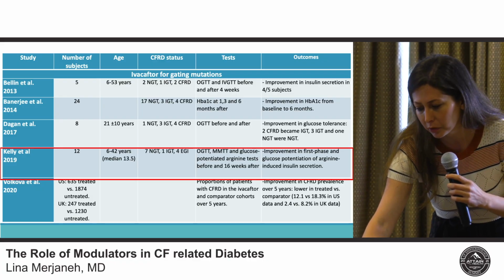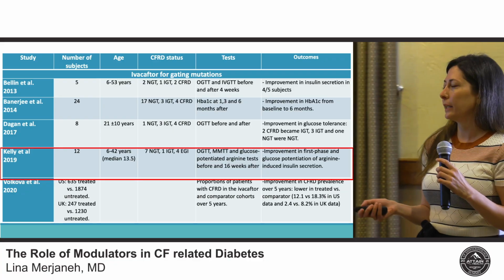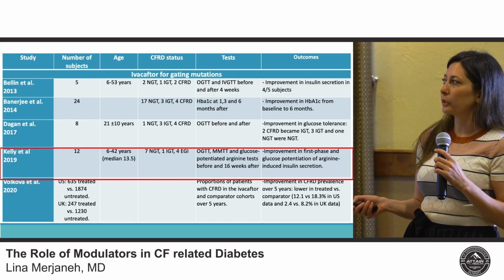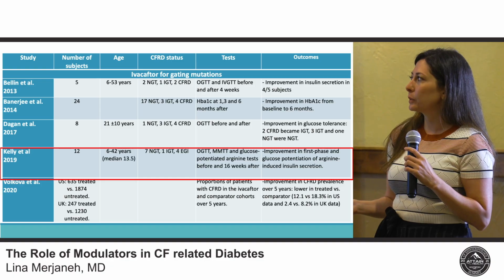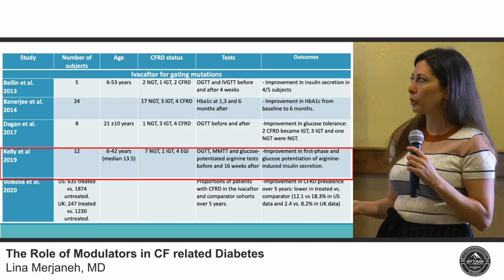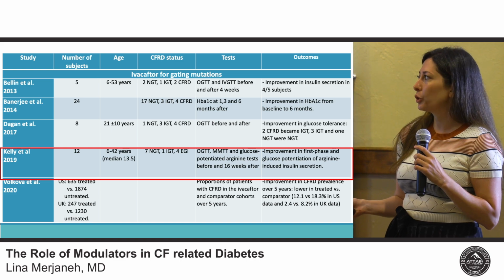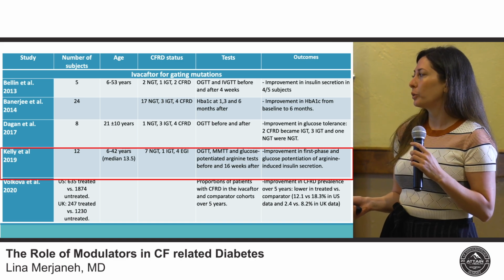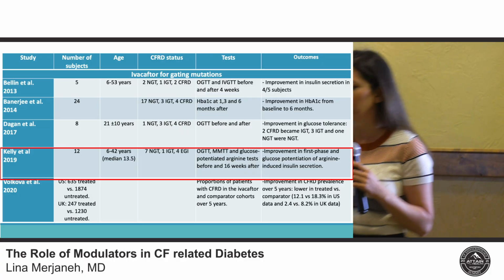So I will expand on some of these studies. This one by Andy Kelly in 2019 looked at 12 patients, median age 13 and a half years, mostly with normal glucose tolerance, but some with abnormal glucose tolerance. They did OGTTs, mixed meal testing, and a glucose potentiated arginine test before and 4 months after ivacaftor.